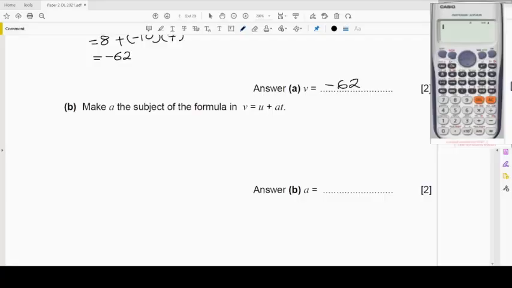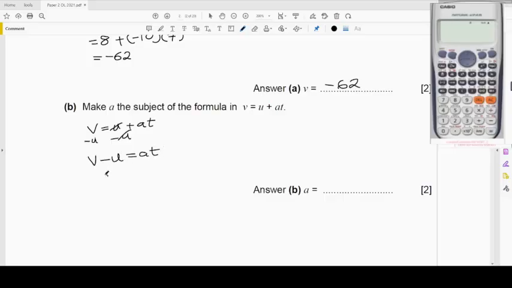B says make A the subject of the formula. So V is equal to U plus AT. What you want is to first have all the terms without A on one side and the terms that have an A on the other side. You can see this U does not have an A, so it can go to the other side. On the right hand side it is plus U, so the opposite of plus U is minus U. So I would subtract U on both sides. These two will cancel. So I have V minus U is equal to AT.